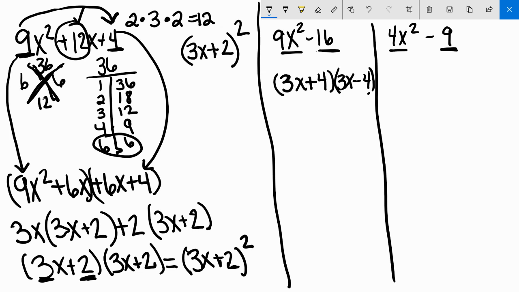Okay. And then this one over here, 4 is a square. It's 2 times 2. And 9 is a square. So we'll take the square root, which is a 3. And it is a minus. So make one with a plus and make another one just like it, but we're going to make it a minus. Okay. So these are just shortcuts, special things that we can look for to help us factor some polynomials.